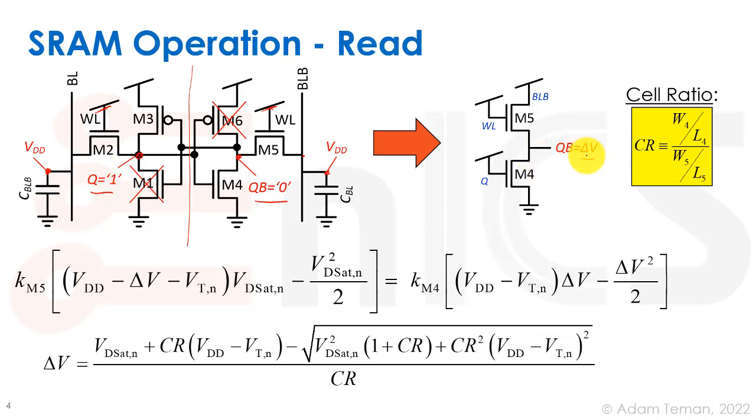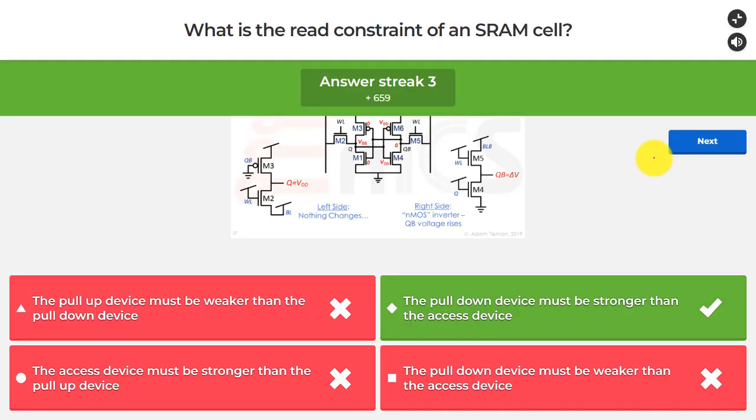So we want delta V to be as low as possible, and we achieve that by having M4 be stronger than M5, or the pull-down transistor be stronger than the access transistor, and that shows us our cell ratio over here. So again, the answer is that the pull-down device must be stronger than the access device. That is what we call our read constraint of the SRAM cell.